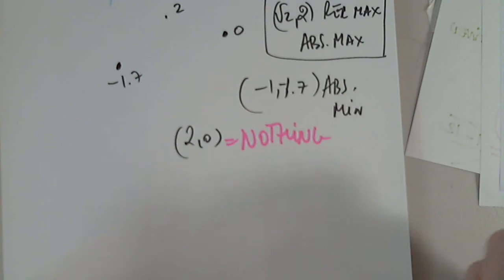It has no specific importance. It's not the highest, it's not the lowest. It's not in the interior of the interval, so it cannot be a local. And it cannot be a global or an absolute. This is how we study a function on a given interval.